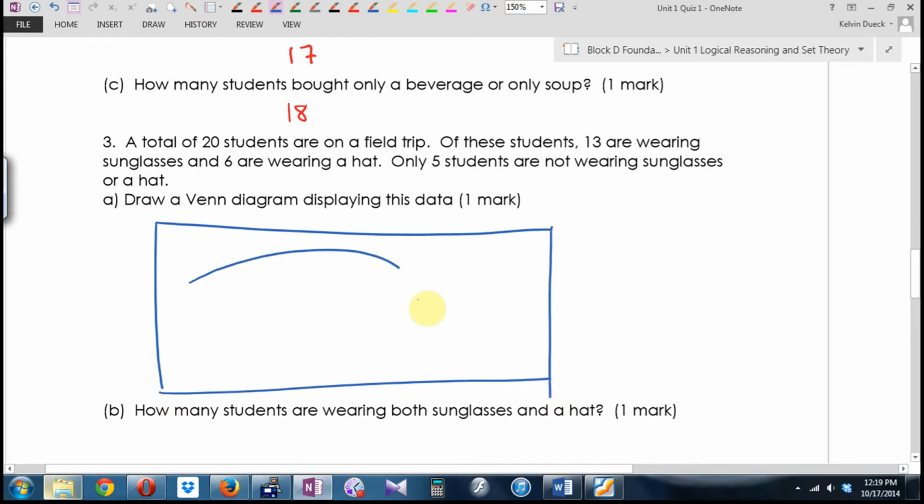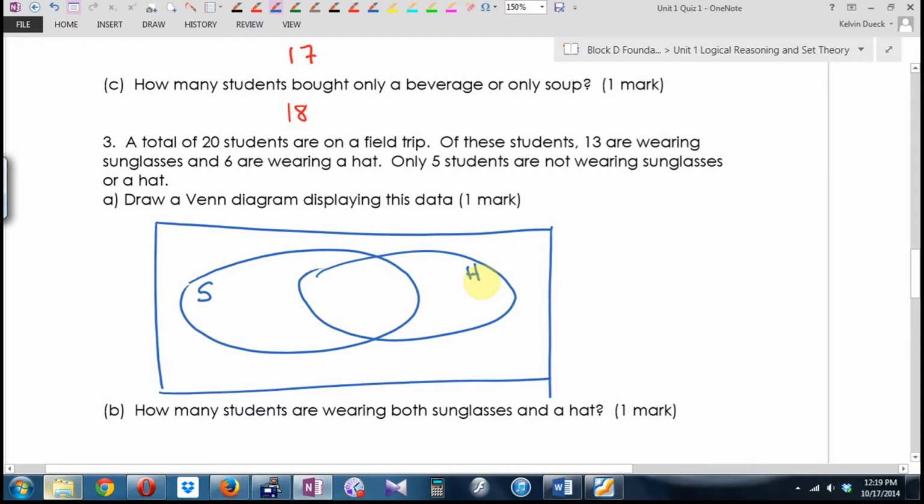So I have sunglasses, hat. Did they tell me how many are wearing both? No. Otherwise, if they do, it's a lot easier because instead of having an X, I've got a number there and I can already just start subtracting my way out. For now, X. How many wore sunglasses? 13. Take away X for a total of 13. How many wore a hat? 6 minus X only wore a hat. Oh, 5 wore neither.